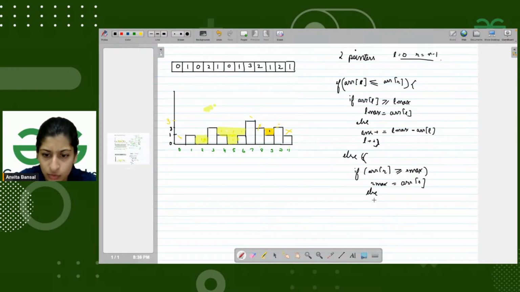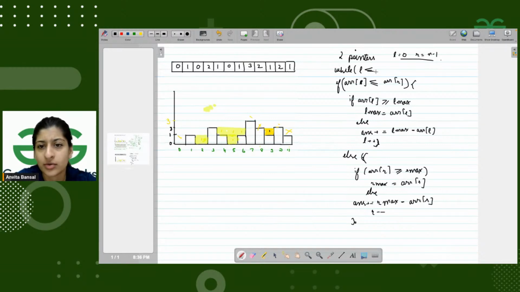Otherwise, if your R max is greater than ARR of R, that means you can store some water, which will be added to the answer: R max minus ARR of R, right? And you are going to do all of these things while your left index is less than or equal to right index. Right. So this is part of it.